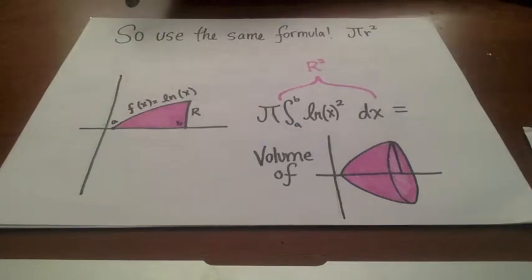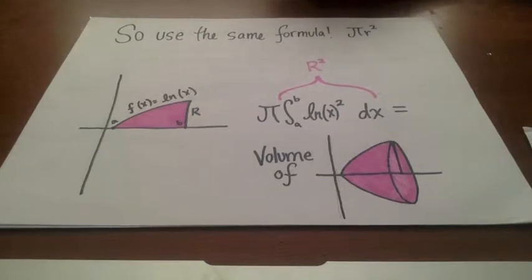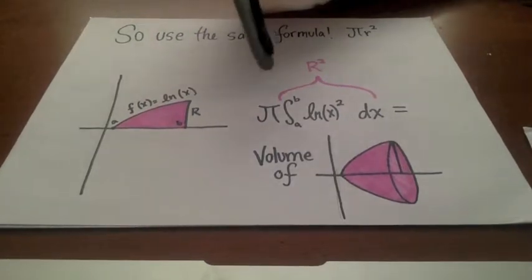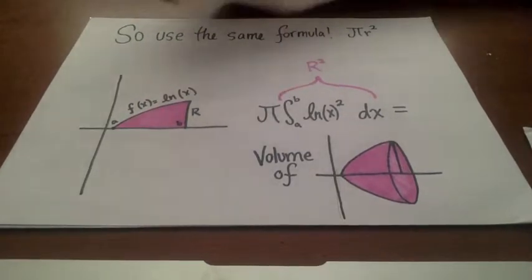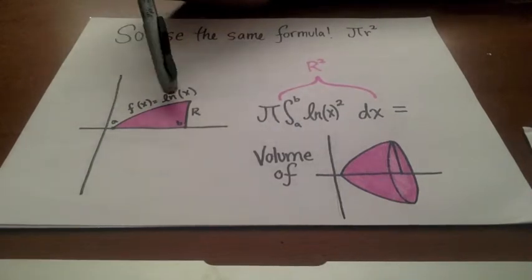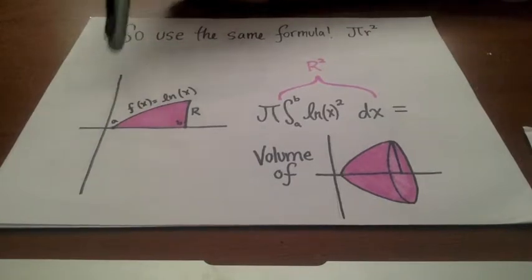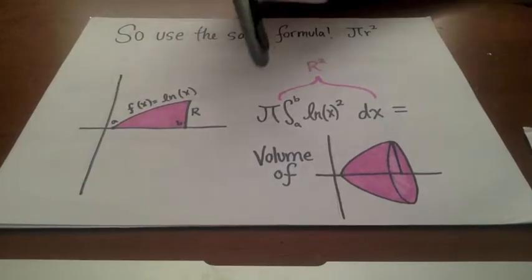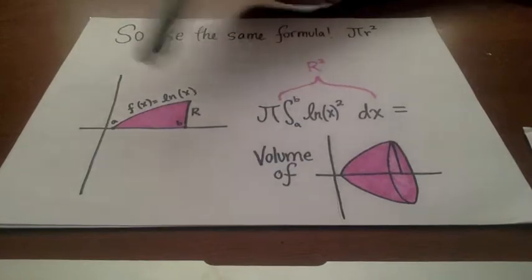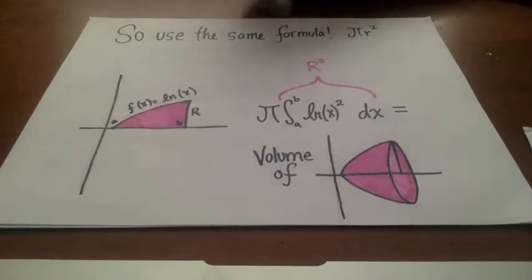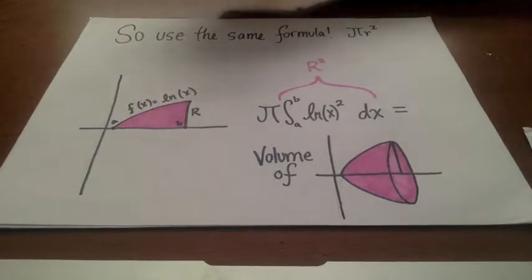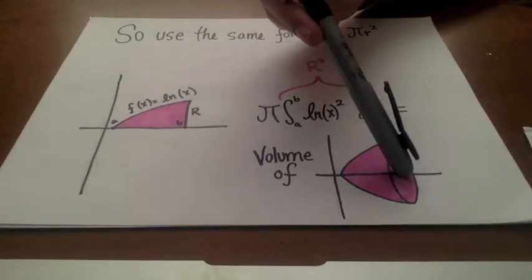So we'll use the same formula as our circle, pi r squared. Here, r would be the graph ln x, which forms all these little radiuses. So to write our volume, we'd put pi, integral from a to b, of ln of x squared dx. And this gives us the volume of this solid.